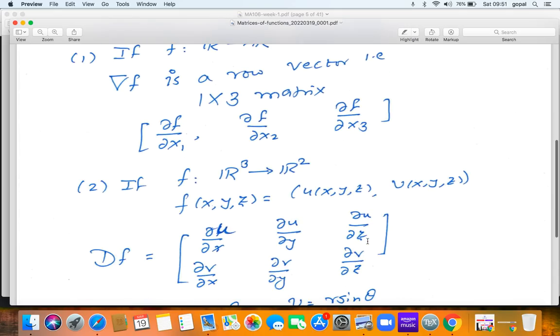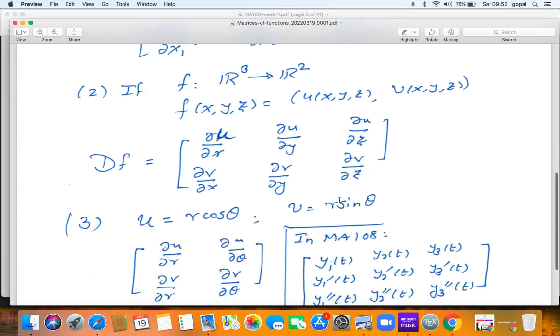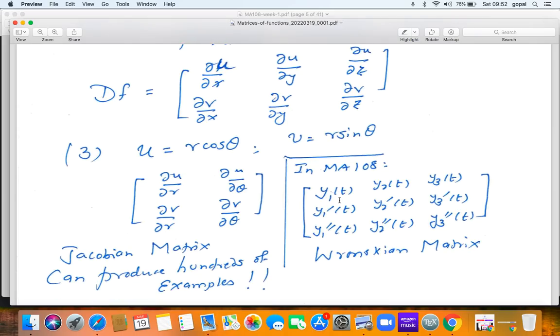Similarly, if you have a function from R3 to R2, so there are 3 input variables x, y, z, and 2 output variables u and v, what is the derivative of f? The derivative of f can be displayed as a matrix: del u by del x, del u by del y, del u by del z, del v by del x, del v by del y, del v by del z. You simply take the gradient of u, and underneath you put the gradient of v. Or you may have encountered Jacobians in your MA111.